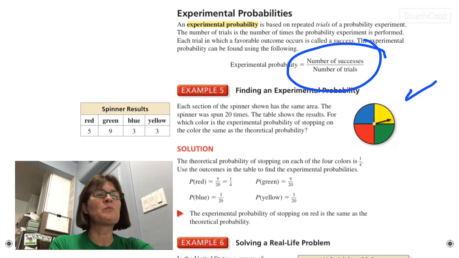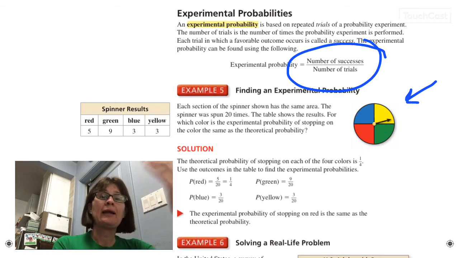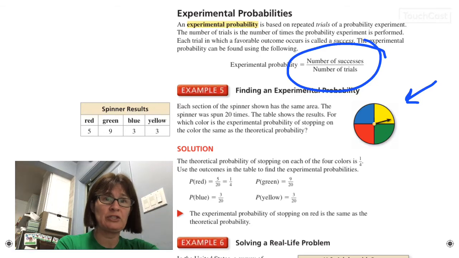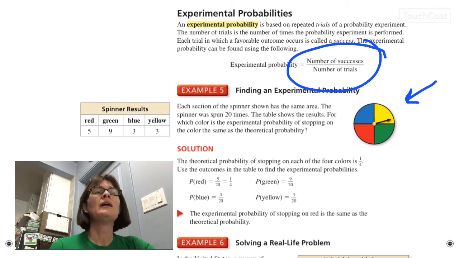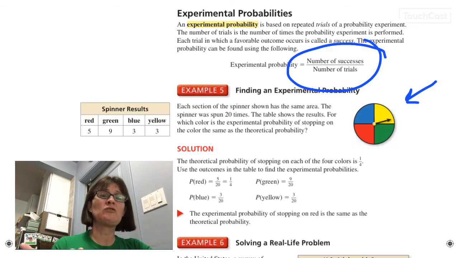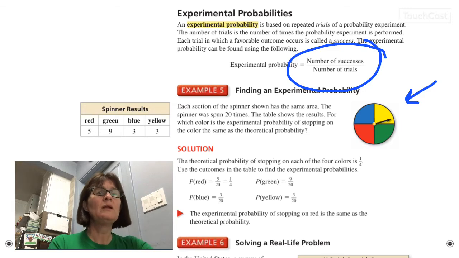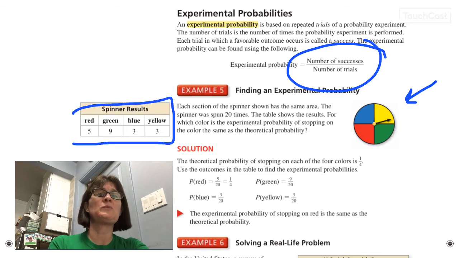So if I'm looking at this problem, I have a spinner. It looks like it's equally divided into 4 equally sized sections. You would expect, as long as it's a fair spinner, that the probability of spinning blue is going to be 1 out of 4. The probability of spinning green is going to be 1 out of 4. So here's what really happened when somebody spun the spinner 20 times.